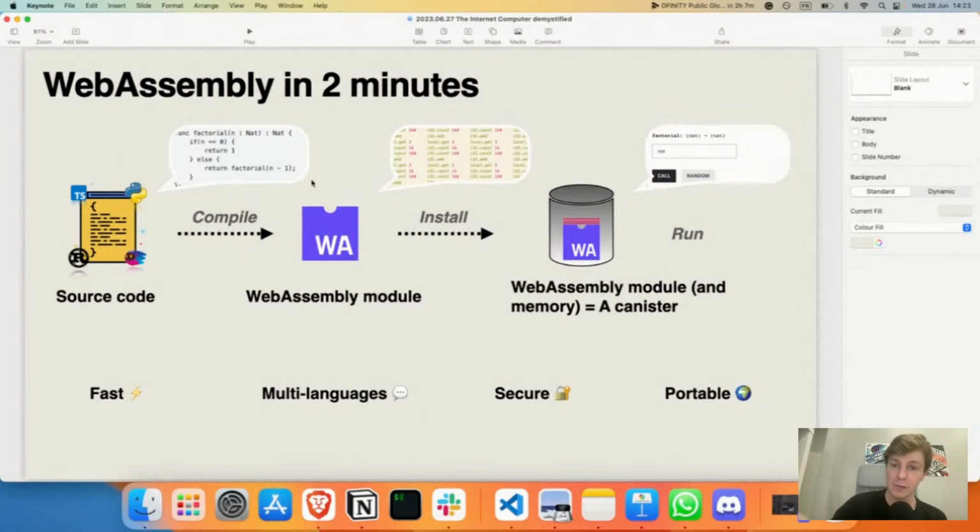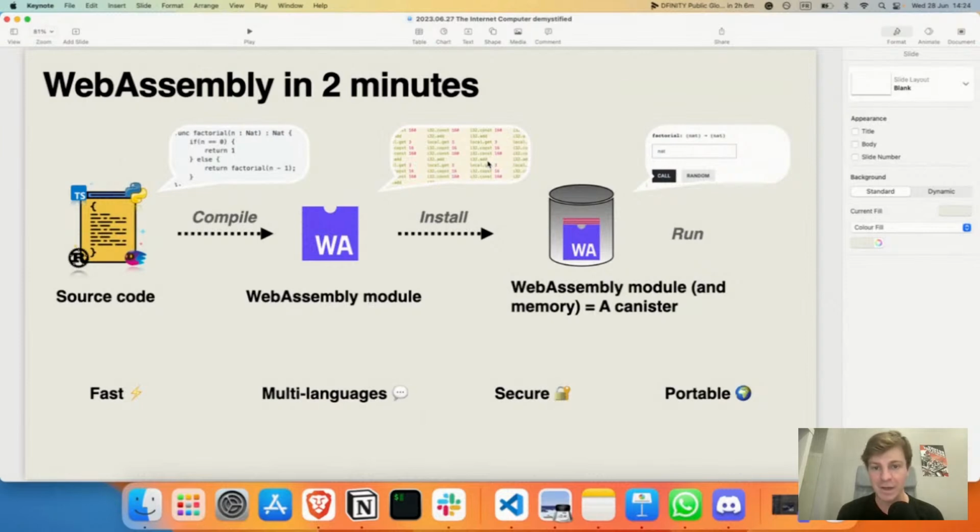Then this WebAssembly module, you can see what is written inside. It's not very interesting because you won't be able to read or understand anything. It is essentially very low level, very hard to read, but a very efficient program. And then you will install that within your canister. So a canister is essentially just a WebAssembly module that has been compiled and installed inside the canister.